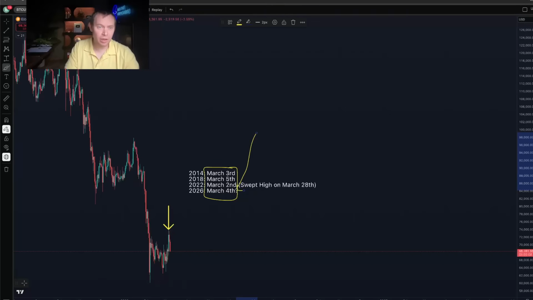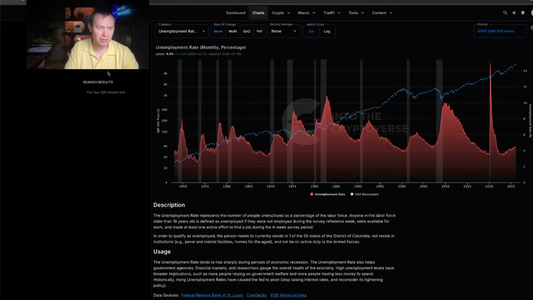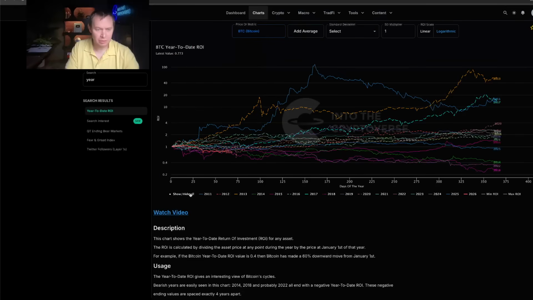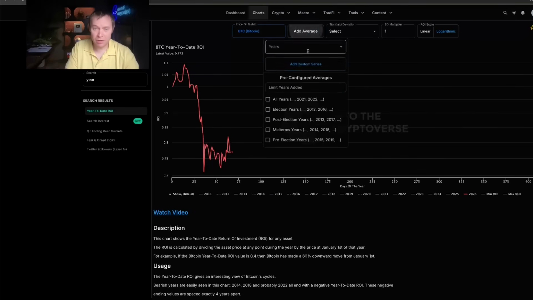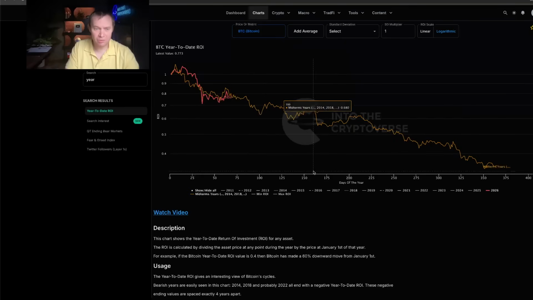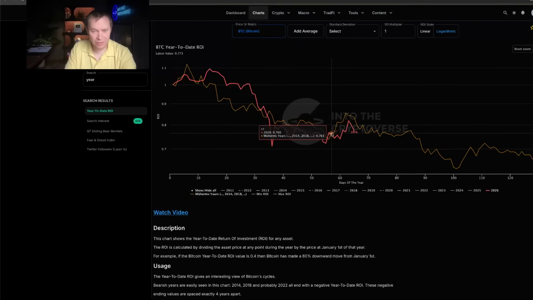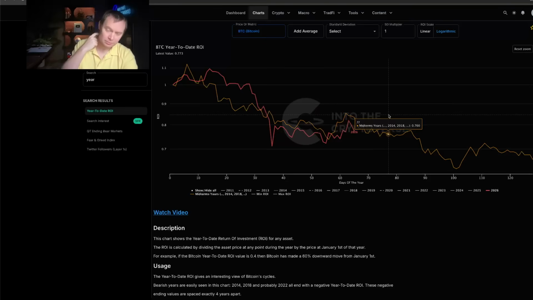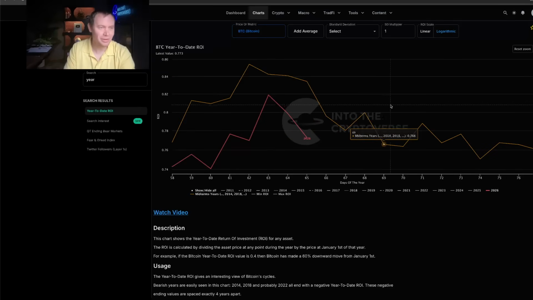And when you look at the year-to-date ROI of Bitcoin in midterm years, look at it. It had the rally at the exact same time that it always does. And it got sold off at the exact same time that it always does. And despite all of this, every troll known to man was coming after me on Twitter on March 4th. What do you do with that?